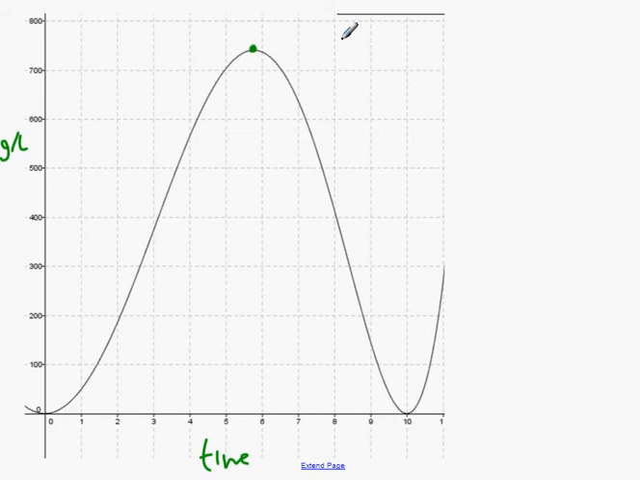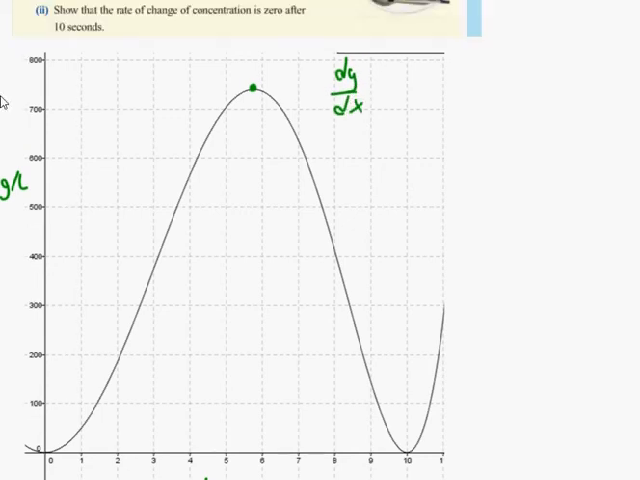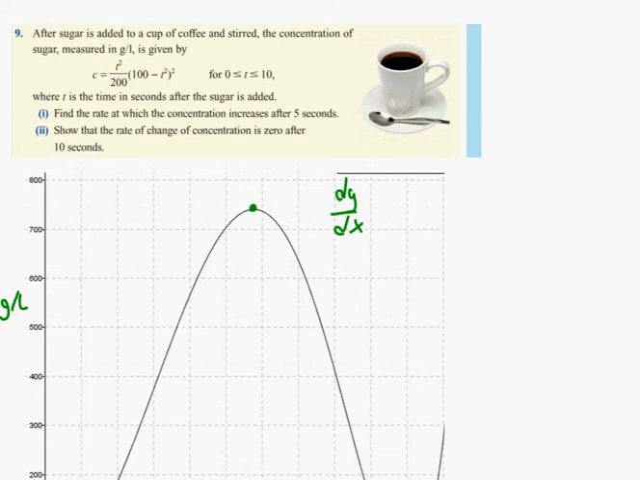Maximum is when you get your first derivative equal to 0. So in this particular case, it's usually dy/dx equals 0, but because our formula is relating c to t, it's going to be dc/dt equals 0. So this is where our maximum concentration will take place.